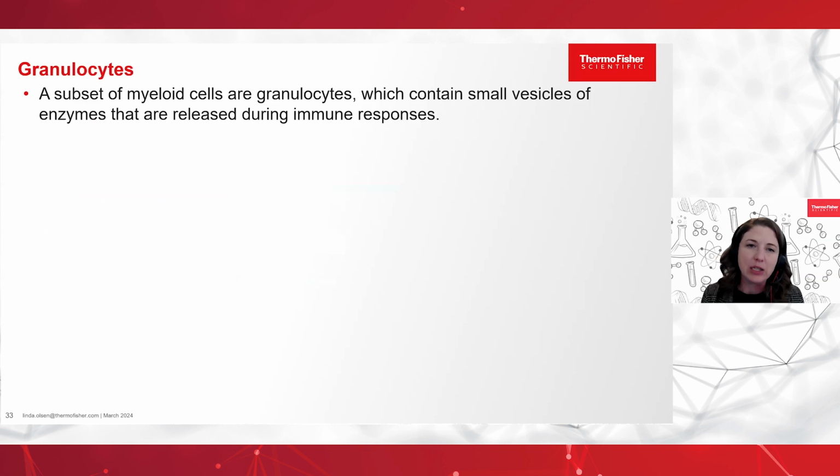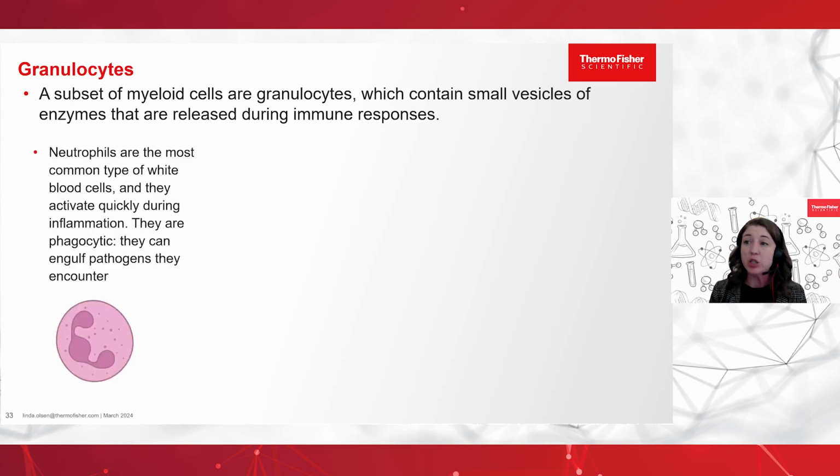A subset of myeloid cells are called granulocytes. They contain small vesicles of enzymes that are released during immune responses. You'll sometimes hear these referred to as polymorphonucleocytes or PMNs because they have multi-lobed nuclei that can appear in different ways. Neutrophils are the most common type of white blood cells. They activate quickly during inflammation. They're phagocytic, so they can engulf the pathogens they encounter as well as release toxic granules.